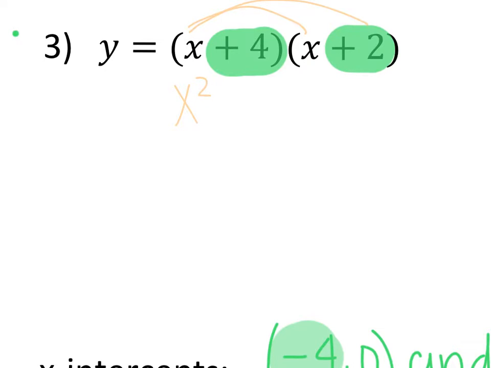And then x times 2 would be 2x. And then I now need to distribute 4. Well, 4 times x is 4x, and 4 times 2 is 8.